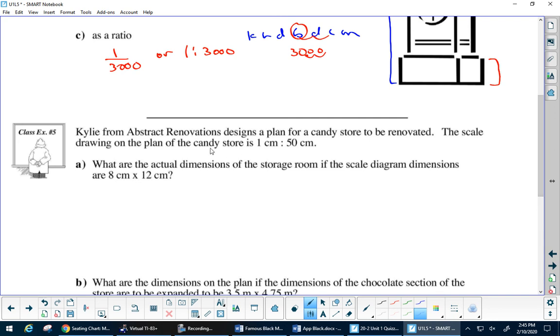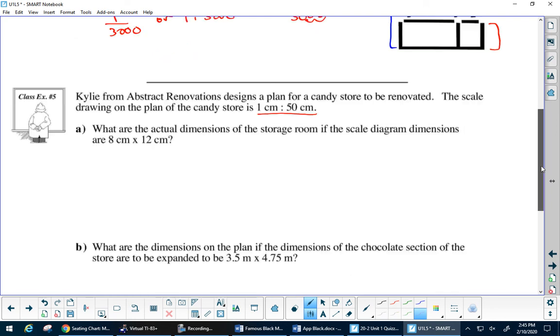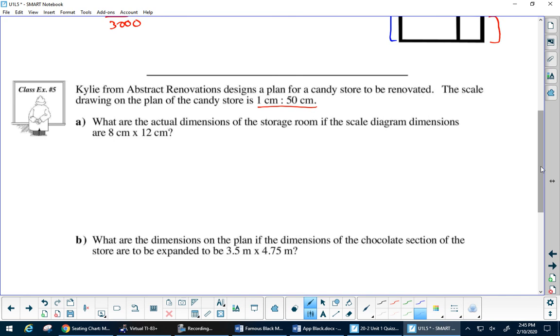So Kylie, from an abstract renovations design for a candy store to be rented, the scale drawing on the plan is 1 centimeter for every 50 centimeters. She has plans, and in the scale diagram, it's an 8 by 12 centimeter little square. So what would be the actual measurements?